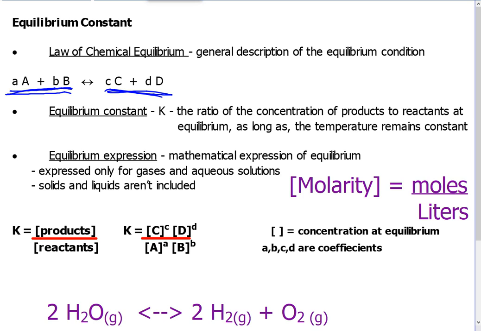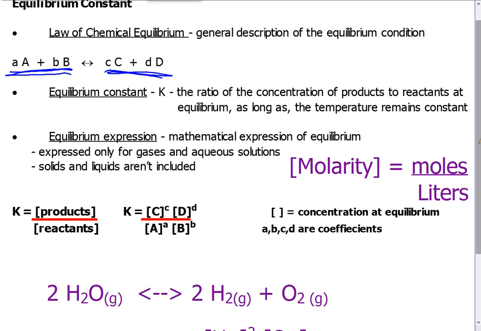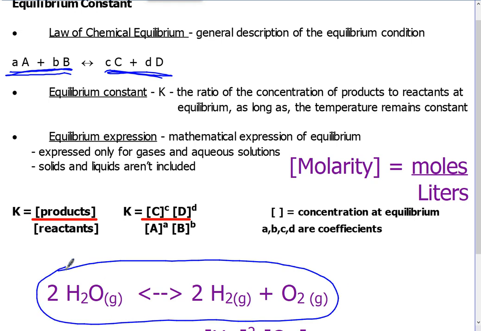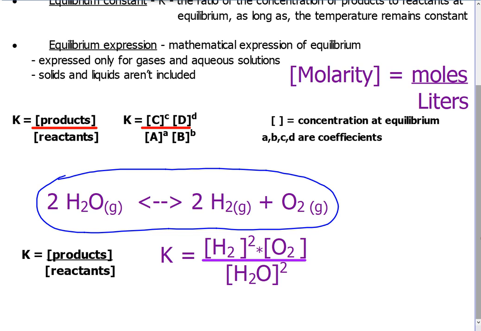Let's just do an example here on the board. What are the products in this reaction here? The 2H2 and the O2. And then the 2H2O is the water. It's the reactant, isn't it? So the way this one would be written is like this: the products over the reactants, H2 and O2 on top, and water on the bottom.